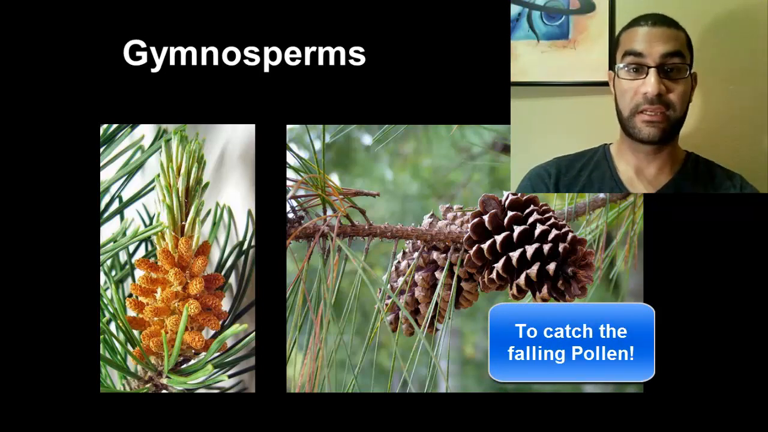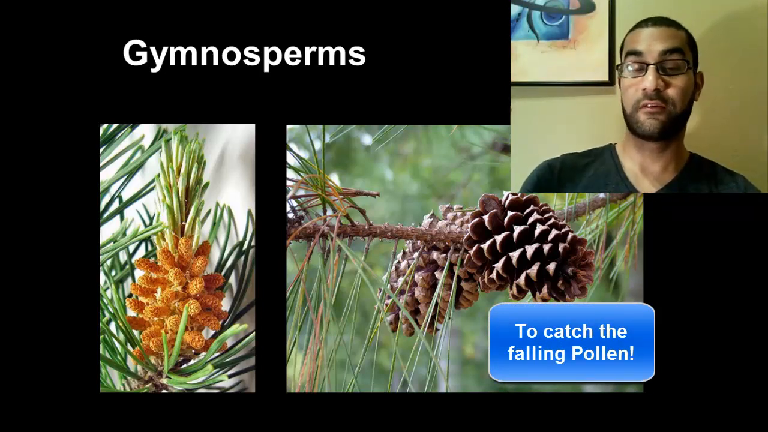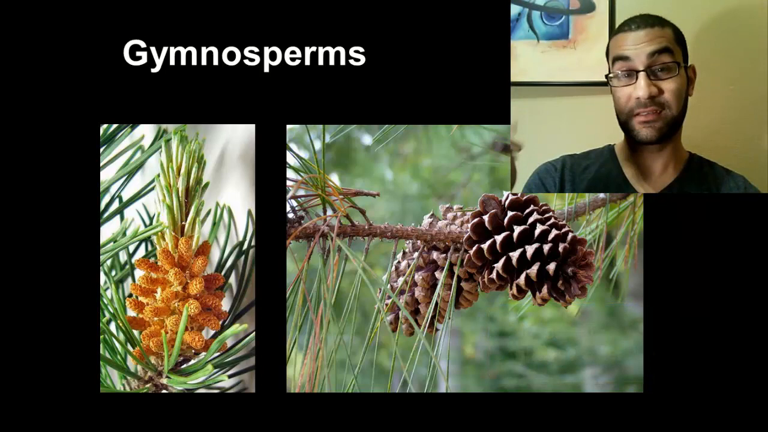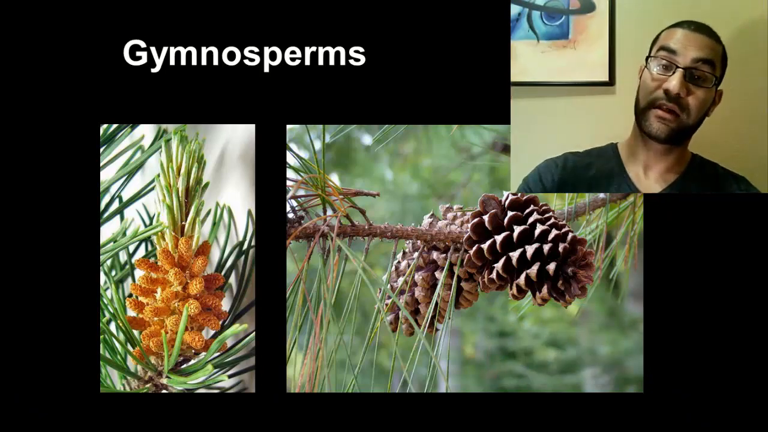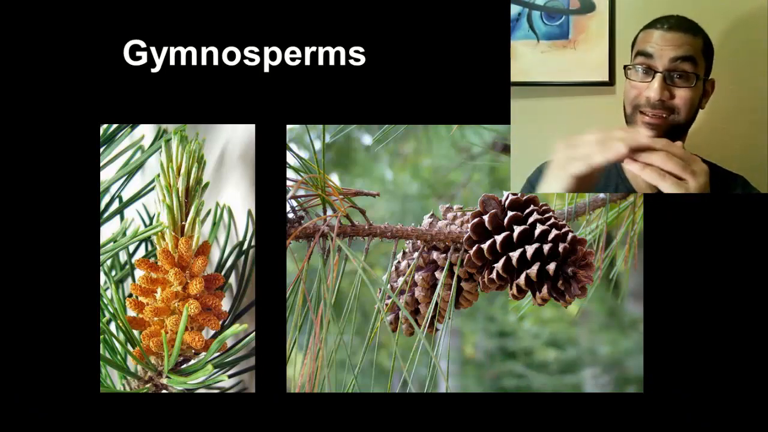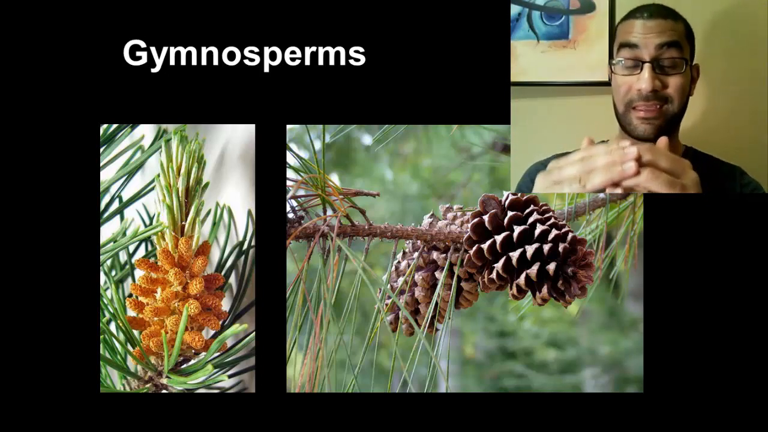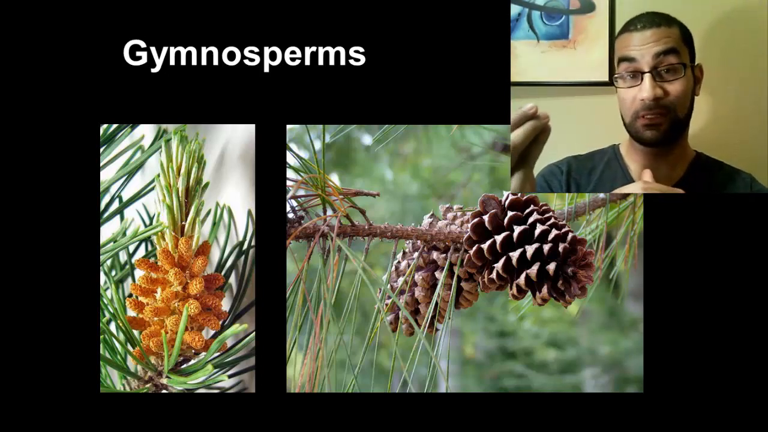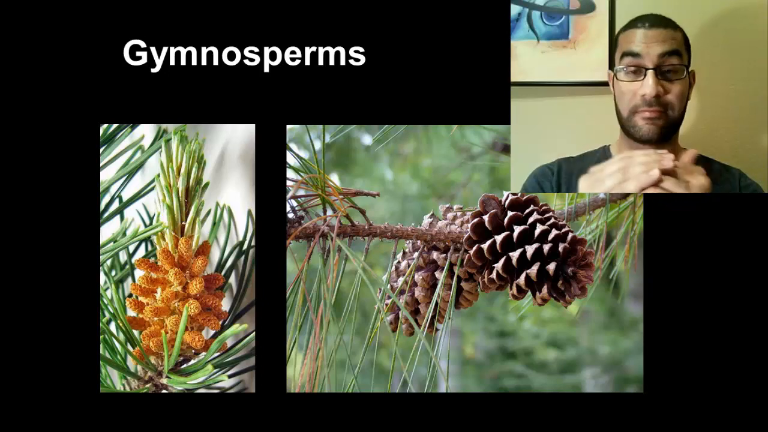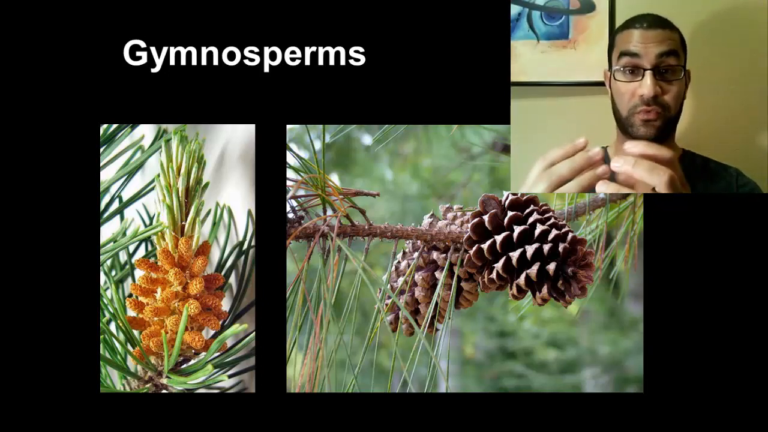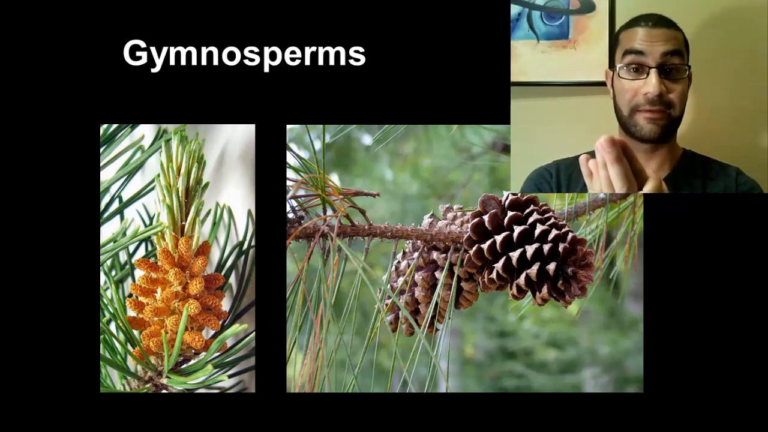Exactly, it's for wind pollination. So as the male pollen cone loses some of its grains, they're going to fall, and if one is able to stick onto a female seed cone, then you now have the male sex cell, or the male gamete, matched up on the female organ, which will then have the female gametes inside of it as well.